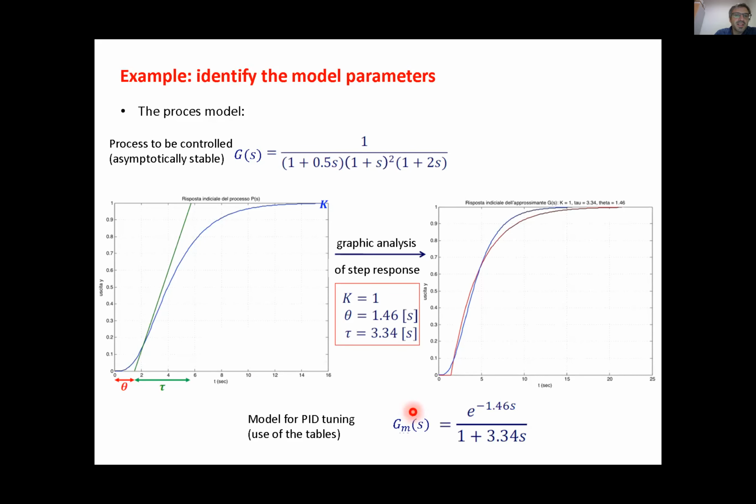Let's think about, for example, this higher order system. This is a fourth order system, and it is asymptotically stable. It has 2 poles in -1, 1 pole in -0.5, and 1 pole in 2. If you do the step response of this, you will have this behavior. You do the tangent, you compute theta. Theta is 1.46. Tau is around 3.3. Then you can approximate this fourth order system with the first order system with delay that has this shape.